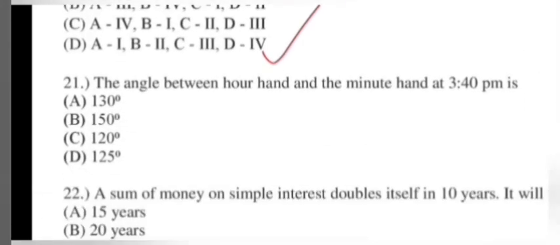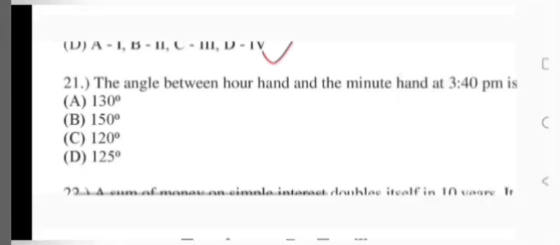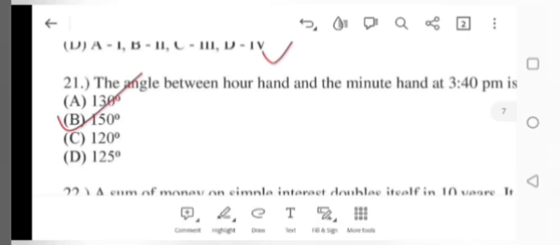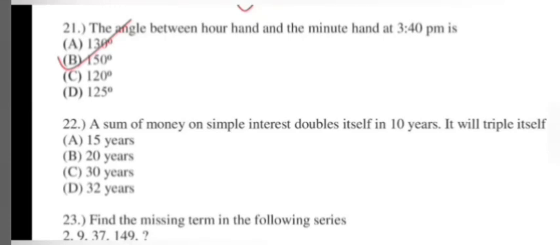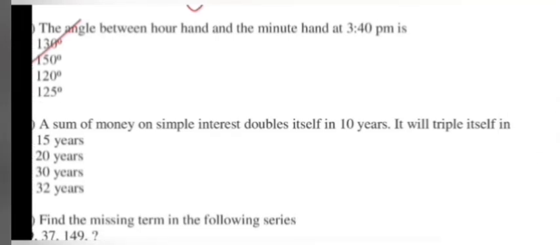21 says the angle between the hour hand and the minute hand at 3:40 p.m. is what? 130 degrees, 150, 120, 125 degrees. It will be 150 degrees. Please verify. I keep on saying this because these things are pivotal, fundamental. So 22: a sum of money on simple interest doubles itself in 10 years. It will triple itself in how many years? 15 years, 20 years, 30 years, 32 years. It will be 30 years.